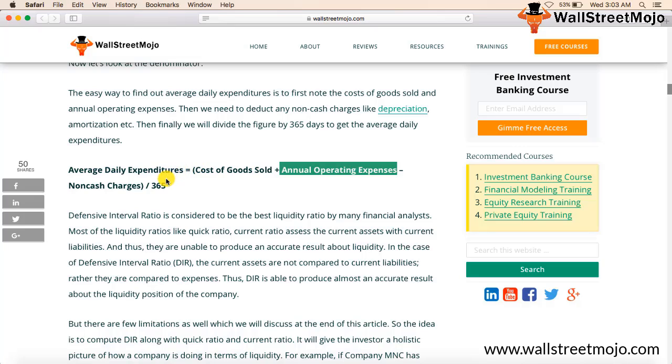Now, if you are computing average daily expenditures, you need to divide this by 365, because this entire amount is the annual cost. But if you are computing annual average expenses, you don't need to divide it by anything. Again, if you are computing average monthly expenses, you need to divide it by 12. So based on your computation, it is going to change.